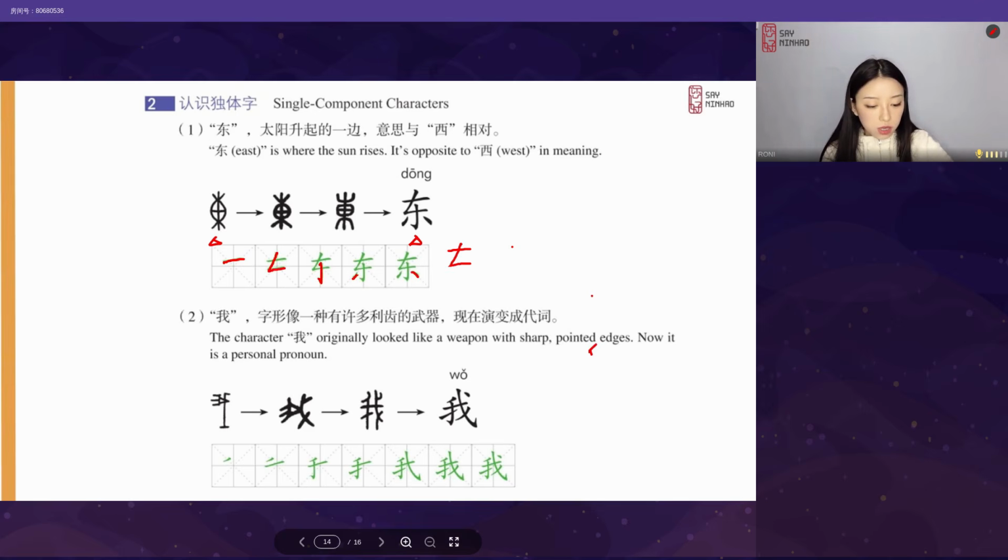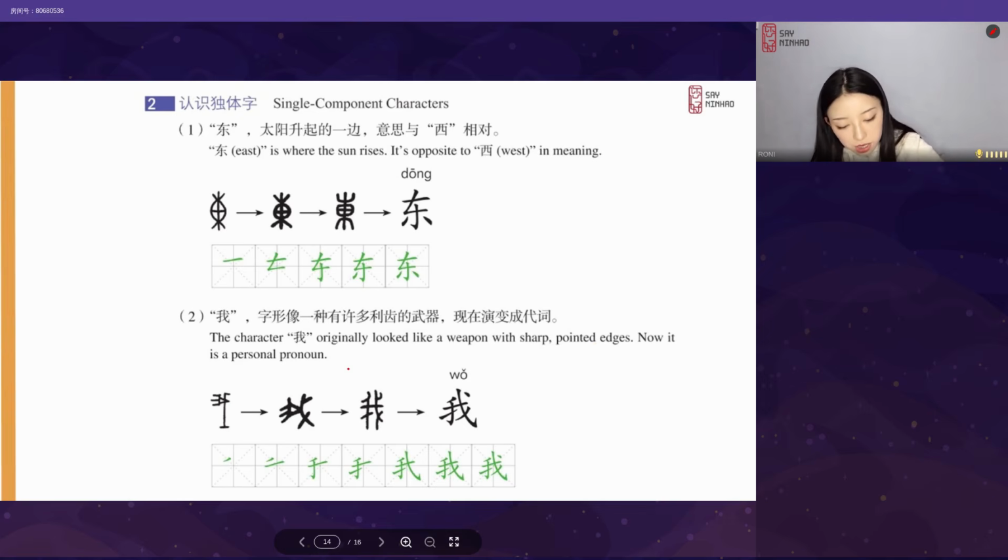Horizontal, left falling to turning, and then vertical hook and two dots. Horizontal, left falling to turning, vertical hook, two dots. This is 东 east. Next one is 我, it means me.